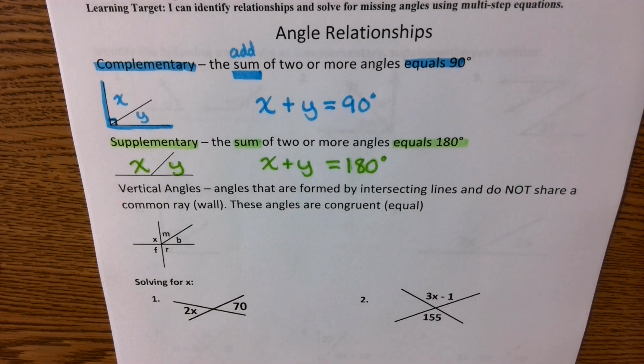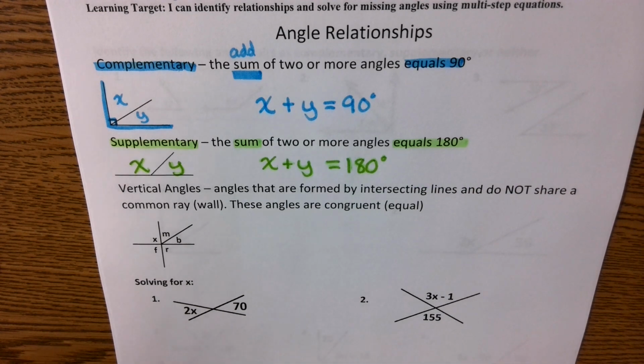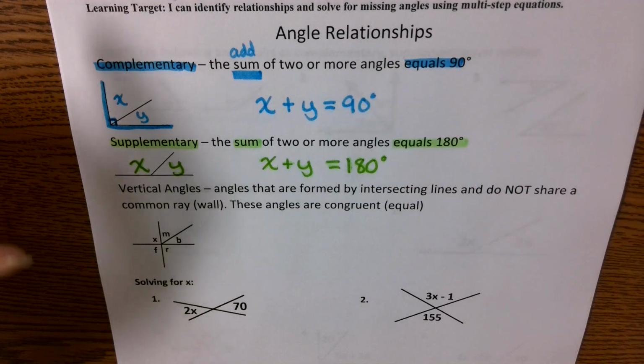Another one that one of my students came up with is, if I give you a compliment by saying you're always right, I'm paying you a compliment by telling you you're always right. So forming a right angle is complementary angles.